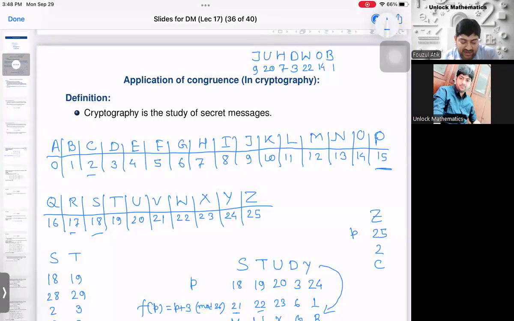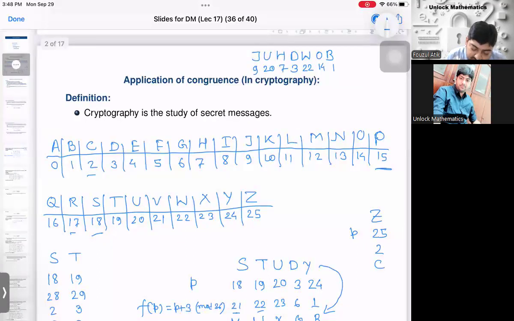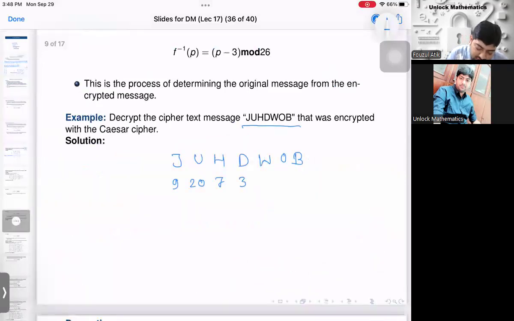So the numbers are 9, 20, 7, 3, 22, 14, 1. I'll write them down there. Right? So this is your P. Now how to get back the original number? It is F inverse of P.